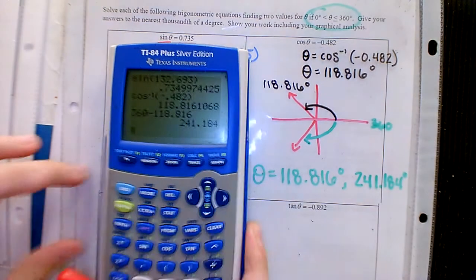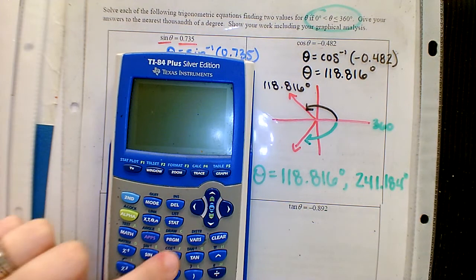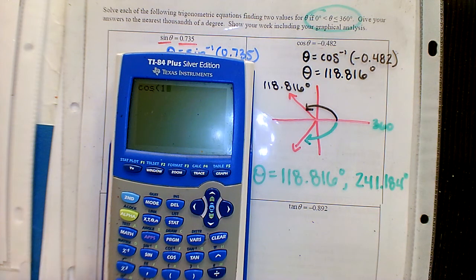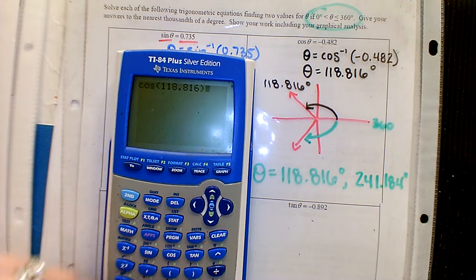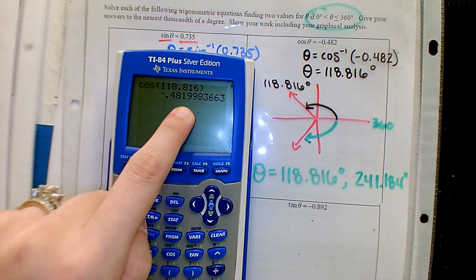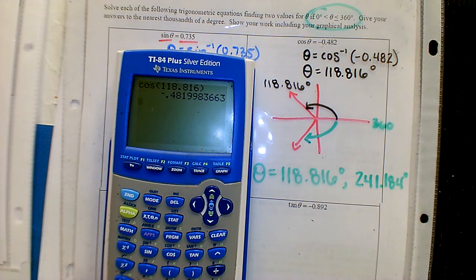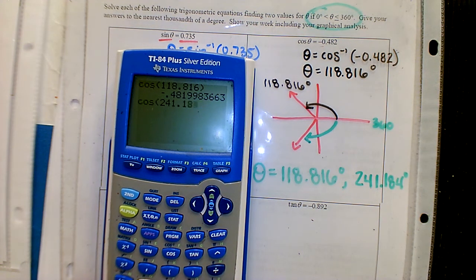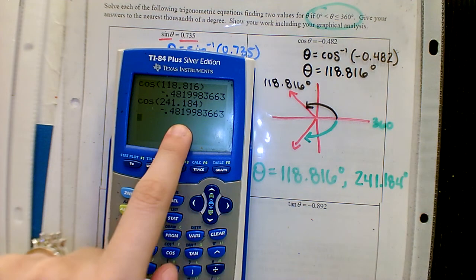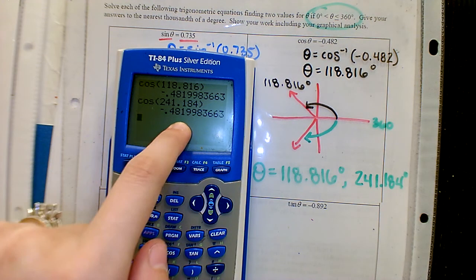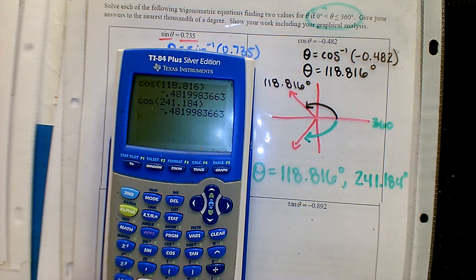We can double check our work. All right, so on our calculator, we can type in cosine of 118.816. Notice how we get negative 0.482 if we were to round it. So we know that first angle is correct. We can also double check the one that we had to find, the one the calculator didn't give us. Cosine of 241.184. Notice how we get the same thing. So your calculator will give you one, it's up to you to find the other.